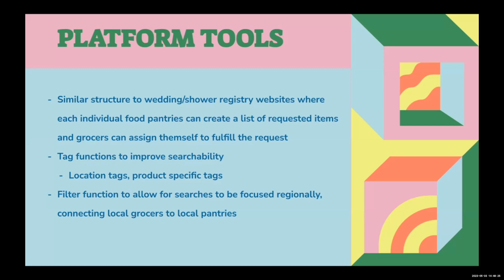Something that I would also like to implement is a tagging function to improve the searchability of the list. If grocers have specific things in excess, they can look for certain products that are needed at different food pantries, or also use location tags. That way we can use a filter function, so searches can be focused regionally, connecting again the local grocers to the local pantries.